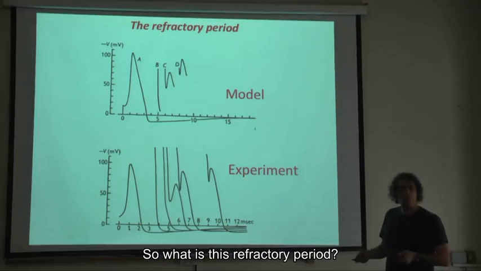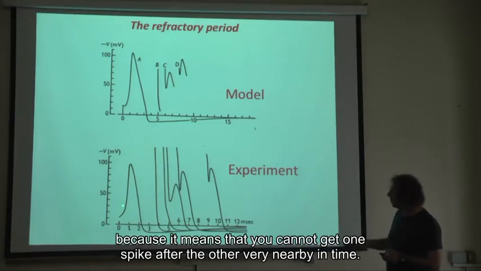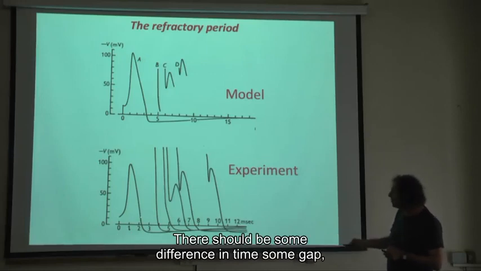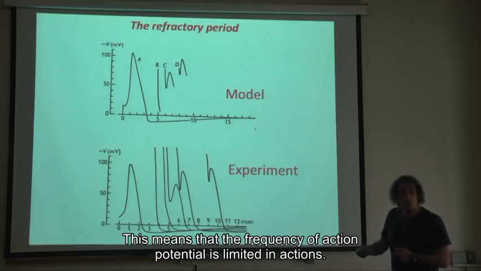So what is this refractory period? It's a very important thing because it means that you cannot get one spike after the other very nearby in time. There should be some difference in time, some gap, some delay between the first action potential and the second action potential. This means that the frequency of action potentials is limited in axons.